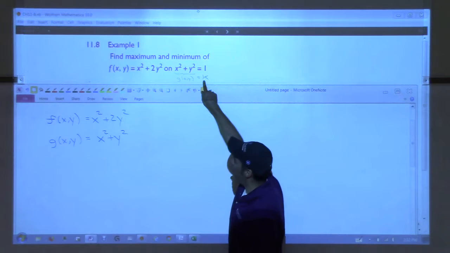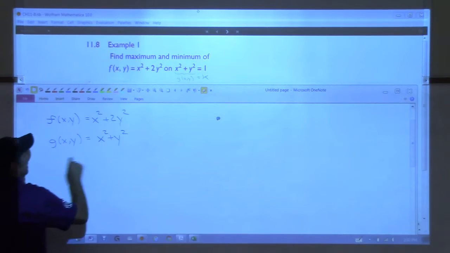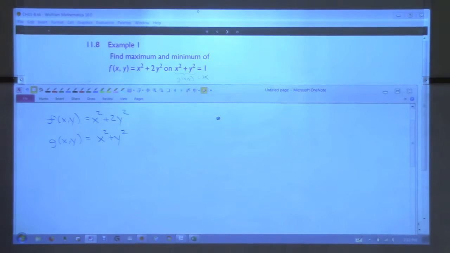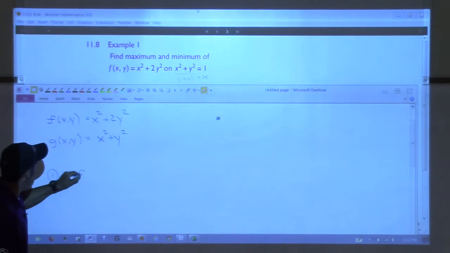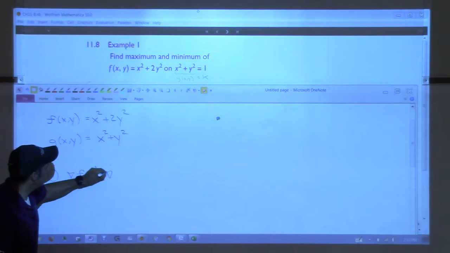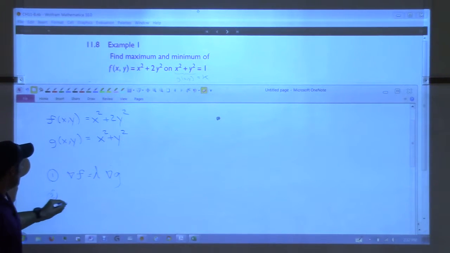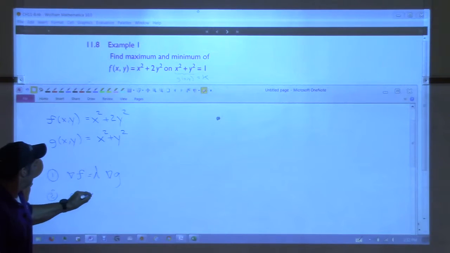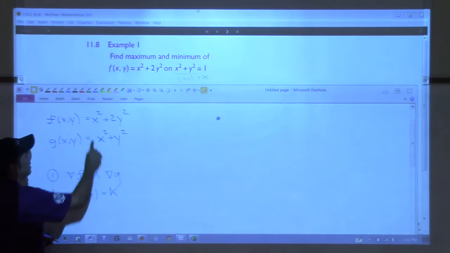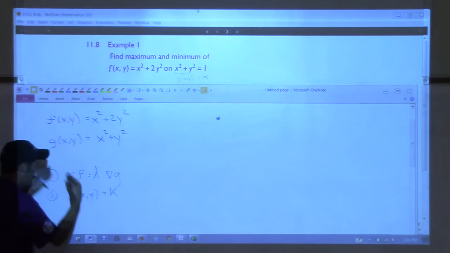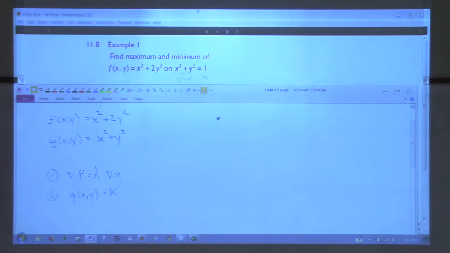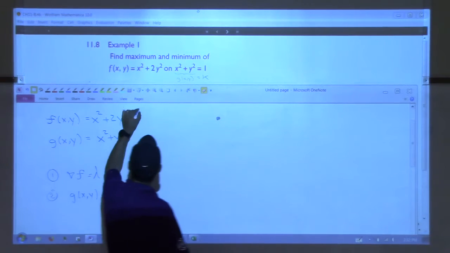Okay, so that's our g of xy, and we need to satisfy 2 things. First of all, the gradient of f is equal to lambda times the gradient of g. And then the second thing we need is that g of xy maintains the equality right here. So those are our 2 things we have to make sure happen, right? So we're going to set up our 3 equations now. But before I set them up, don't I need to get the gradients? So let's do the gradients.